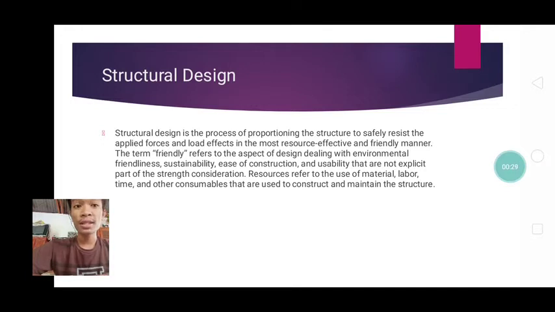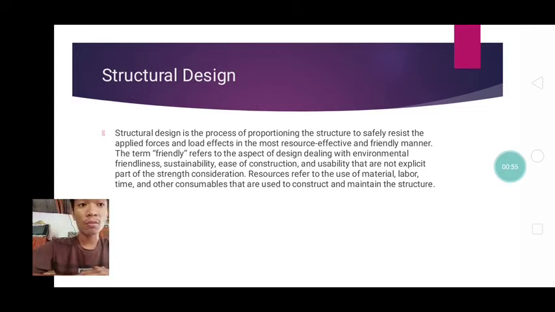Structural design is the process of proportioning the structure to safely resist the applied forces and load effects in the most resource-effective and friendly manner. The term friendly refers to the aspect of design dealing with environmental friendliness, sustainability, ease of construction, and usability that are not part of strength consideration.